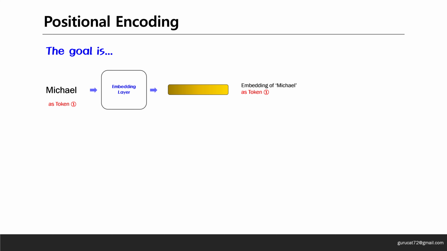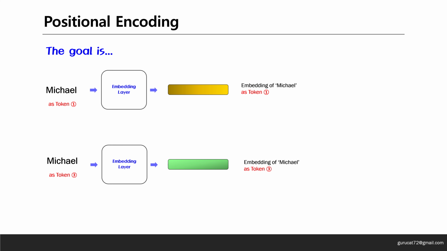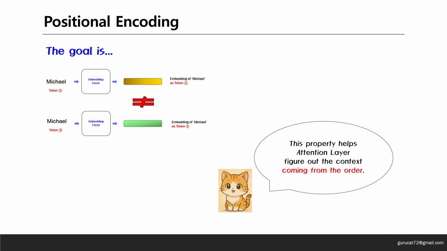Here's what we want. The embedding for Michael at token 1 should not equal the embedding for Michael at token 3. That's what we need. Same word, different position, then different embedding. Now the transformer can tell, oh, this Michael is at position 1, but that Michael is at position 3. That's the goal. Different positions must produce different embeddings. This property helps attention layer figure out the context coming from the order.